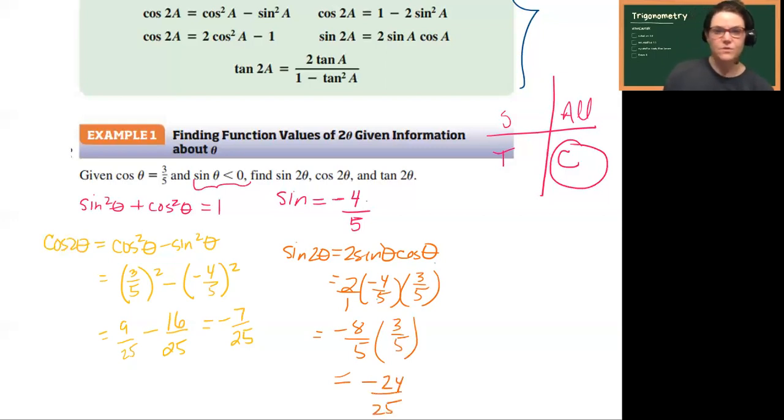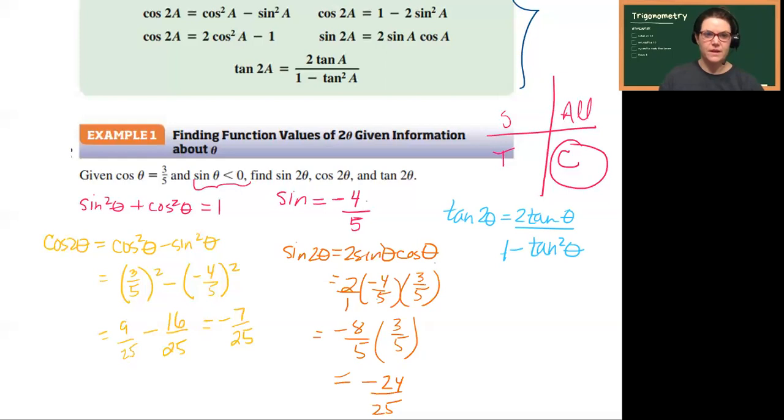And then the last one is tangent 2 theta. Hope I have room. I'll try to write small. It's kind of hard to write small with this little thing. All right, so tangent 2 theta is going to be 2 tan theta over 1 minus tangent squared theta. Okay, we didn't write tangent up here, so let me go back up and write it.